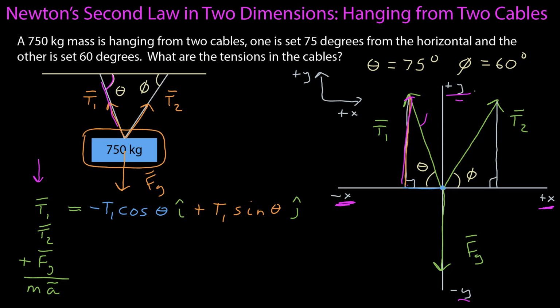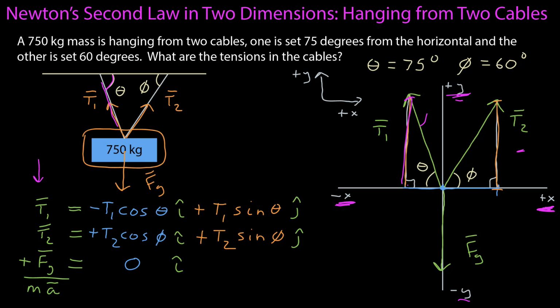T2, the same approach. First of all, draw a line from the tip of the vector to an axis such that it makes a right angle. So now I have a right triangle with the hypotenuse, the magnitude of tension 2. The length of the sides then become the magnitudes of the components. And I can see the x component is on the positive x-axis, and the y component is on the positive y-axis. So the x component of T2 is T2 cosine phi, and it's positive, and the y component is T2 sine phi, also positive.